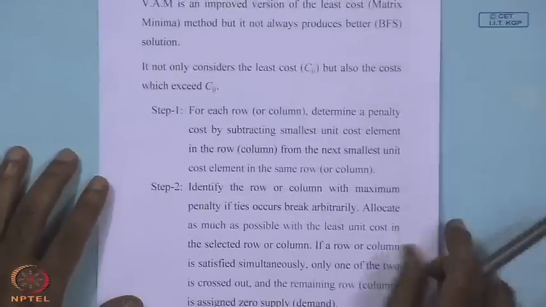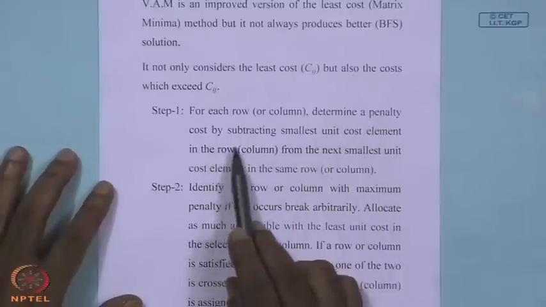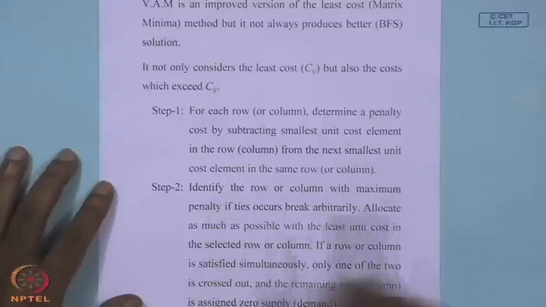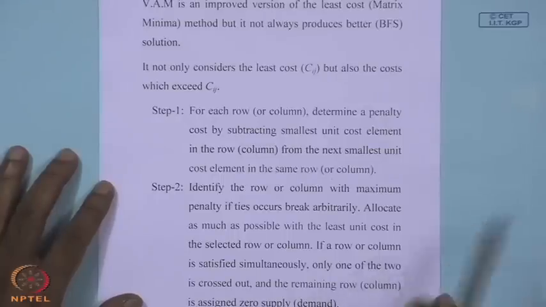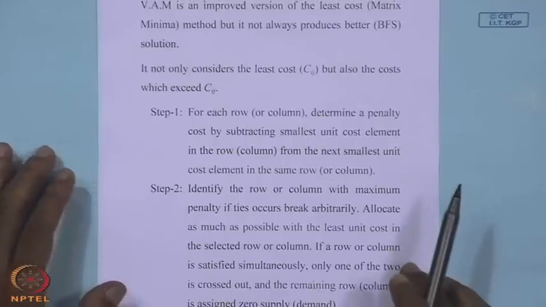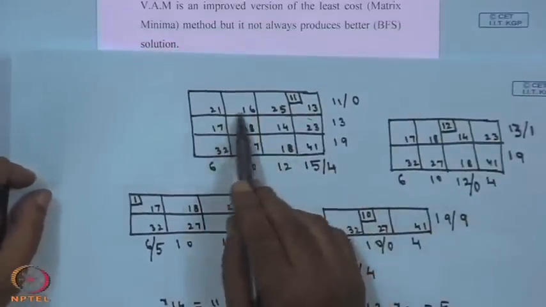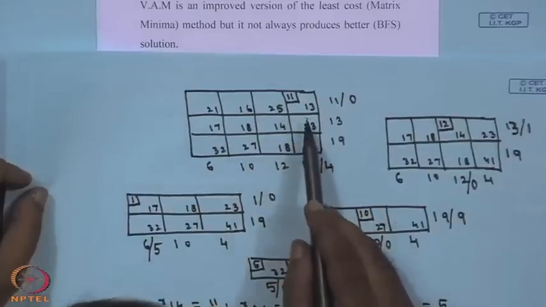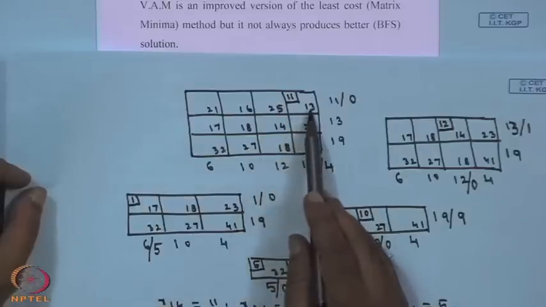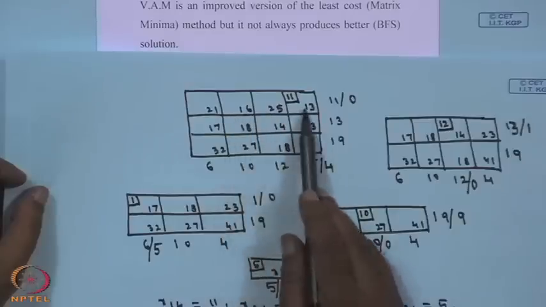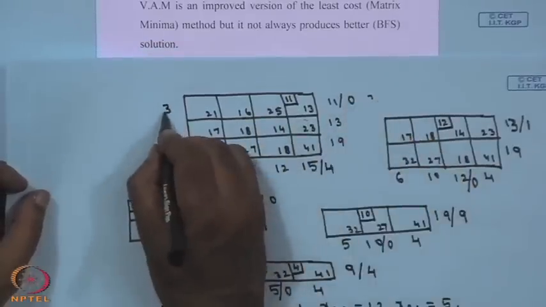Let us see. For each row or column, determine a penalty cost by subtracting the smallest unit cost element in the row from the next smallest unit cost in the same row. What is the meaning of this? Basically, whenever you are trying to find a solution, you find the minimum of these two. I will do the example afterwards in the next class. In this case the lowest cost for the first row is 13, for the next row is 16. So, the difference of these two is 3. Here it is 3, I am writing on this side.